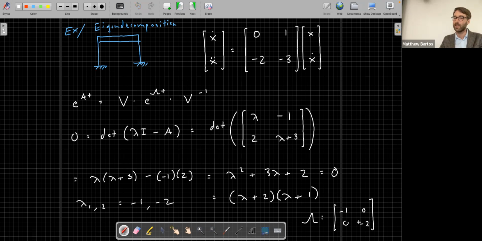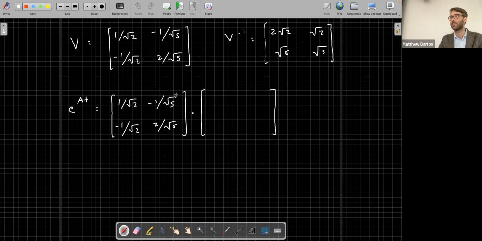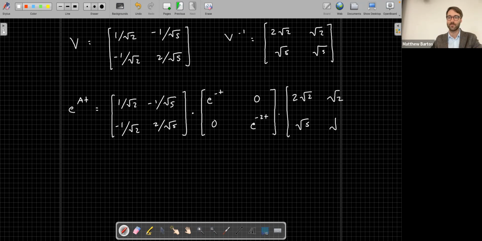We have that Lambda is equal to -1 and -2 along the diagonal. So what will e to the Lambda t be? It's e to the -t, 0, 0, and then e to the -2t. And then V inverse is the same as before, so I'll just write it down. All we have to do now is multiply these matrices together.